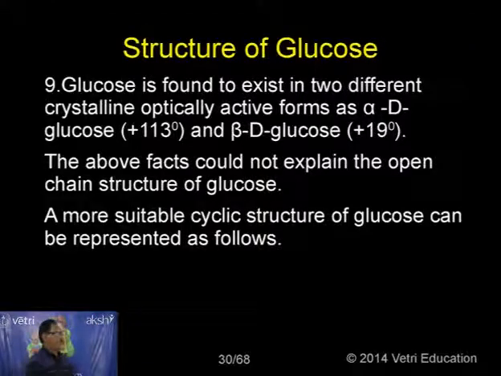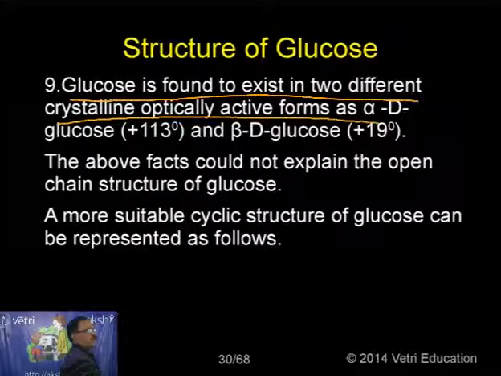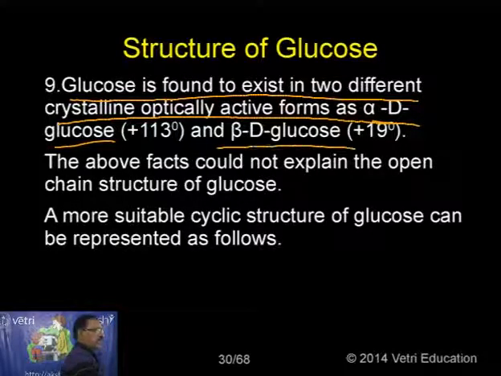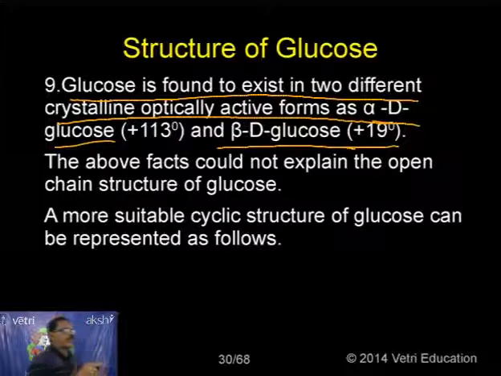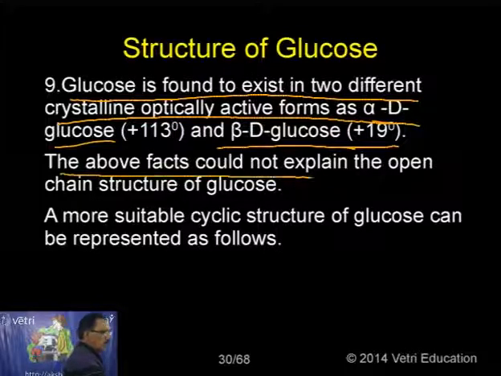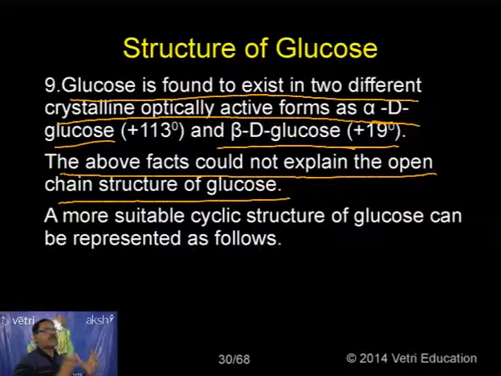Step 9. Glucose is found to exist in two different crystalline optically active forms: alpha D-glucose, specific rotation plus 113 degree, and beta D-glucose, plus 19 degree. So there are two different forms. The above facts would not be explained by the open chain structure of glucose, so again this is opposing the open chain structure. So only a closed chain structure we are suggesting.